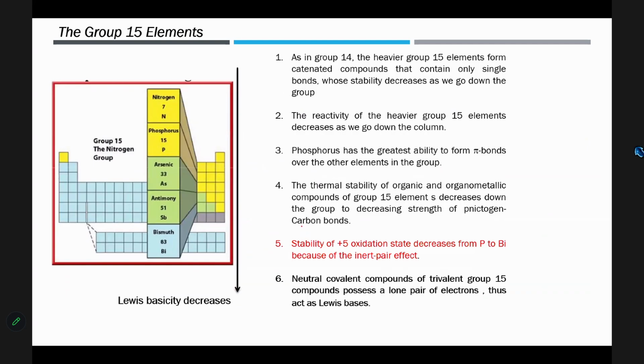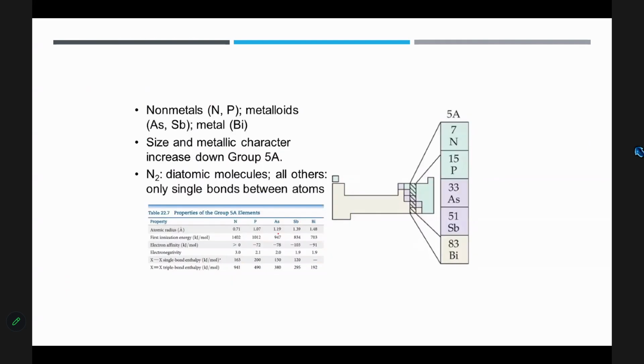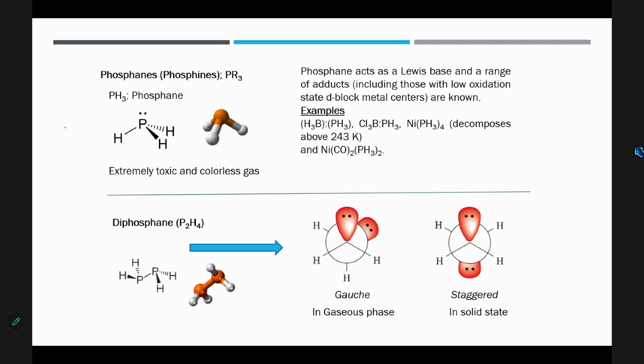Now look at them, the hydrides. We all know ammonia, right? The simplest hydride of group 15 is what? Ammonia. What is the geometry of ammonia?